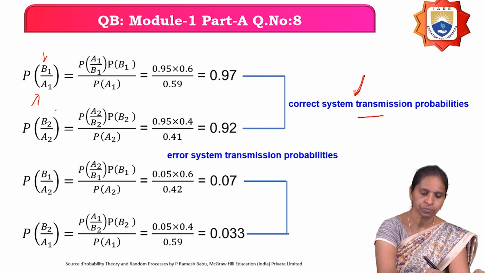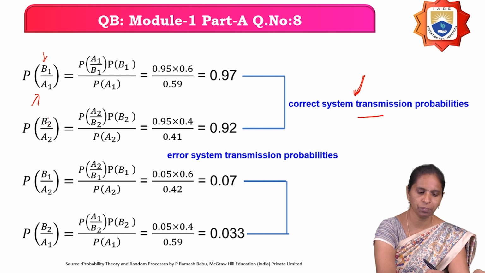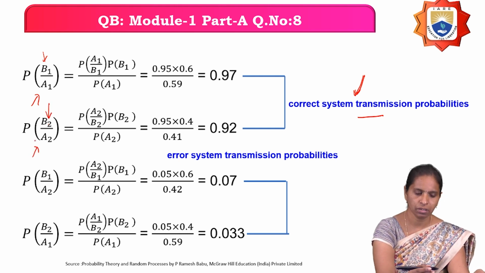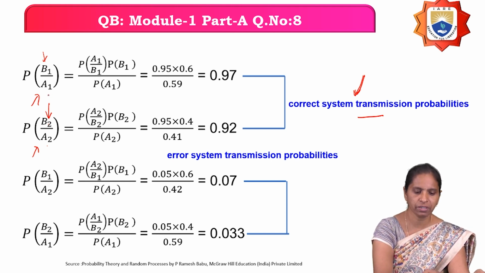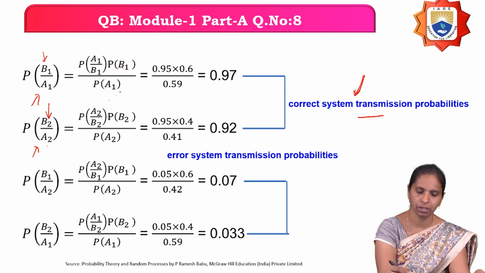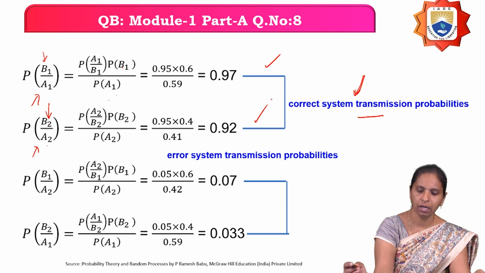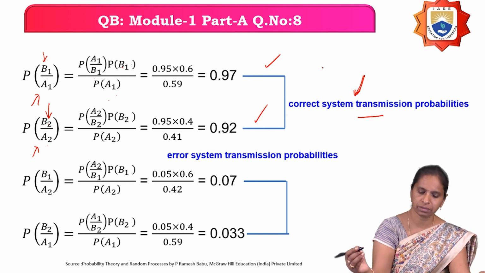And similarly, P of B2 by A2. Nothing but the probability that the transmitted symbol is 0 and the received is also 0. Nothing but the correct system transmission probabilities. And what is that? P of B1 by A1 equals P of A1 by B1 into P of B1 by P of A1. Like that, you can calculate the correct system transmission probabilities.